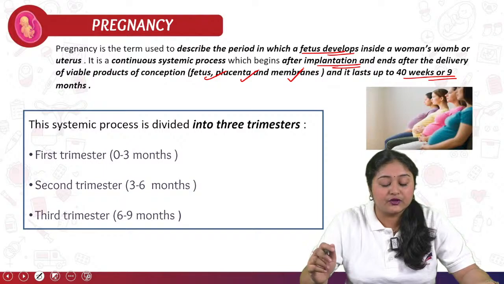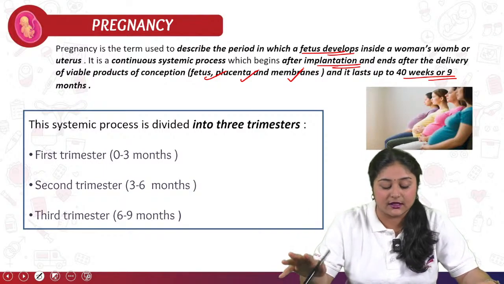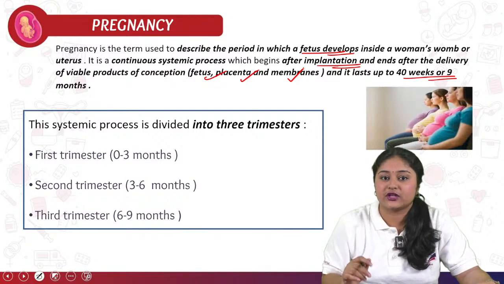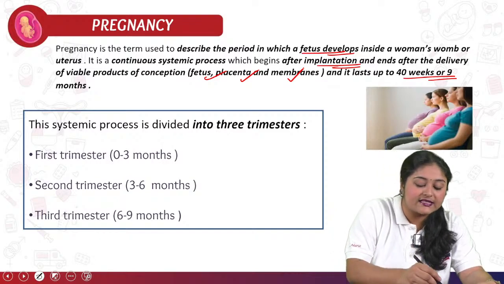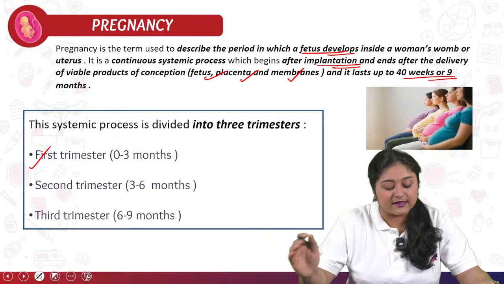Now, this systematic process has 3 phases, or 3 trimesters. The first trimester is from 0 months to 3 months, so the first 3 months is known as the first trimester. The second trimester is from 3 months to 6 months, and then the third trimester is from 6 months to 9 months.